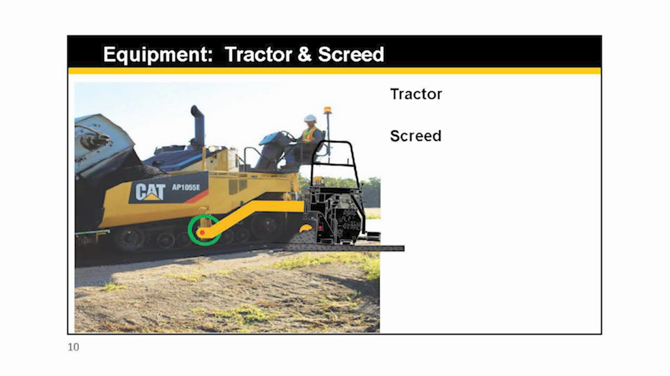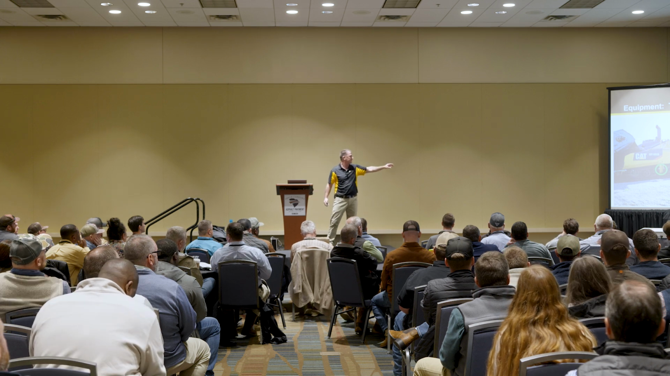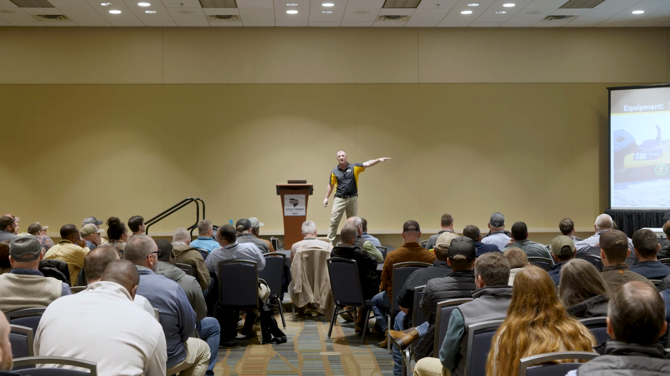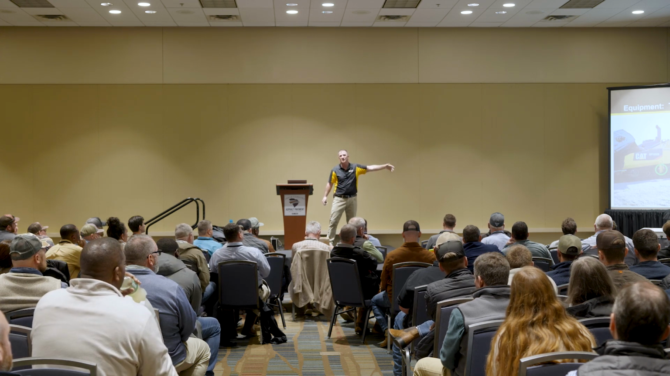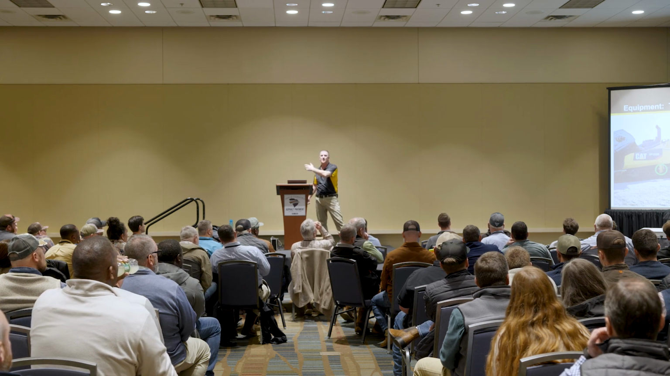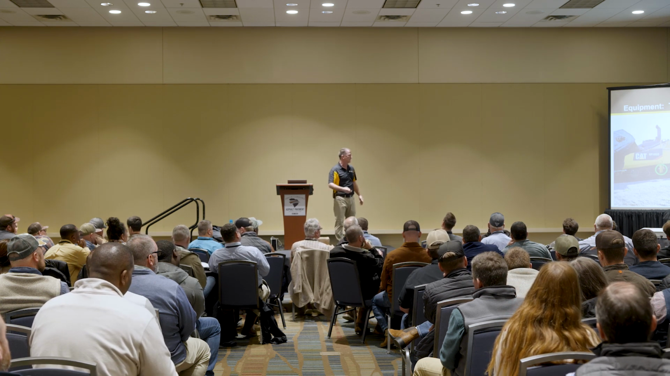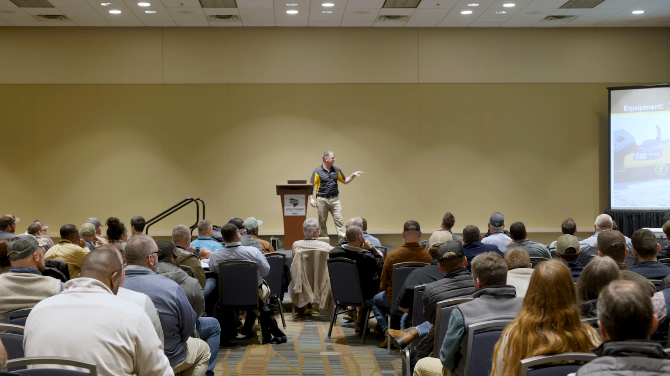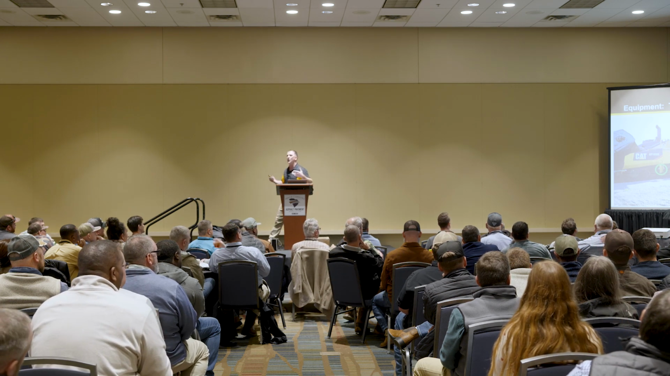When we look at a paver, this is maybe very basic for a lot of you, but I wanted to go over it. You've got 2 components. You've got the tractor, which is pulling the screed at the tow point there in the green circle. The screed is connected by a tow arm to the tractor. The tractor receives the mix, which comes back on the conveyors to the screed and goes underneath, giving us our final grade and slope behind that screed. If I take the screed off the tractor, that screed is free floating.